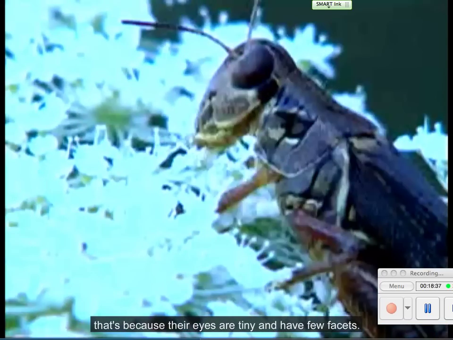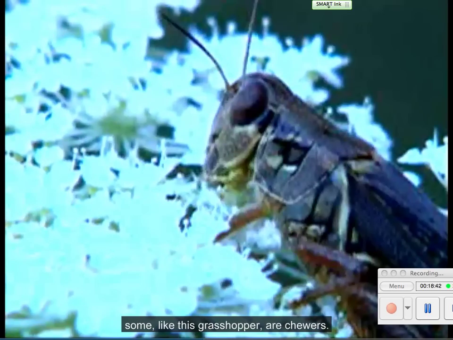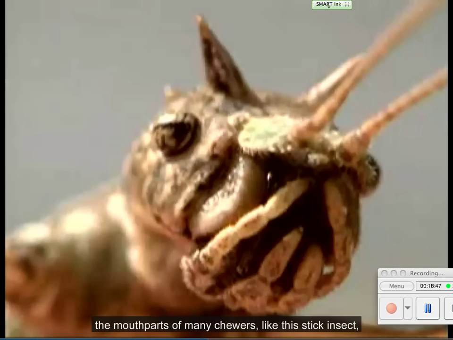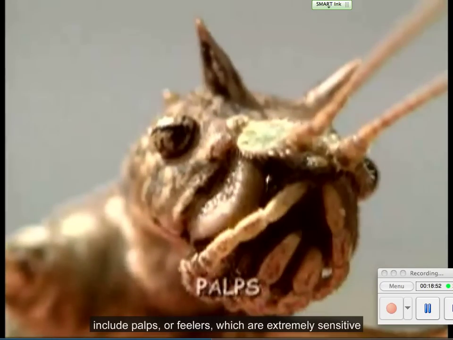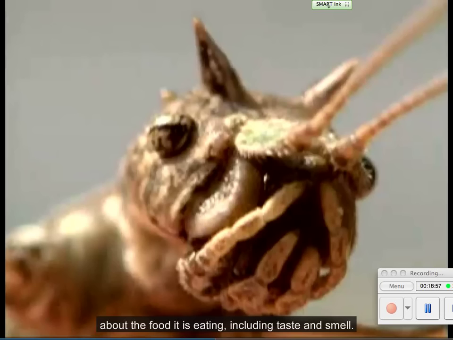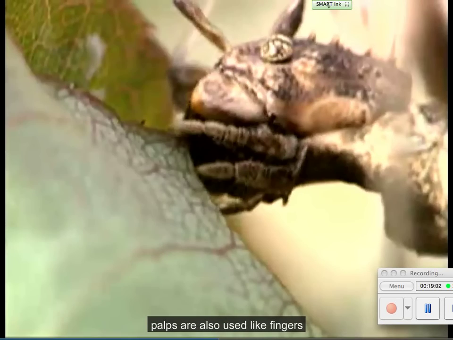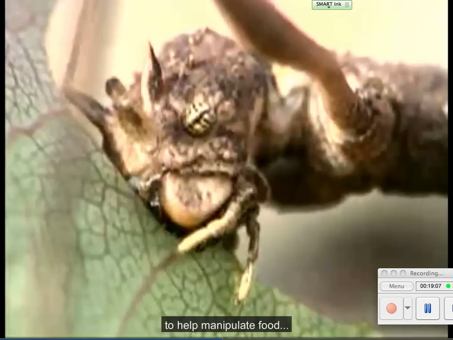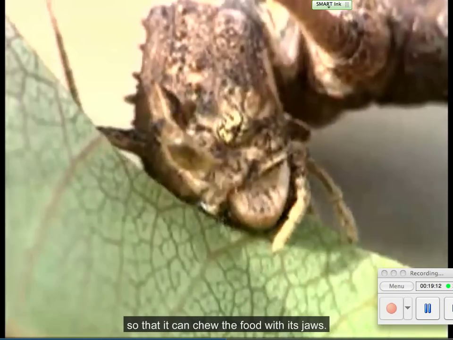Insects eat in a lot of different ways. Some, like this grasshopper, are chewers. They chew the food they eat. The mouth parts of many chewers, like this stick insect, include palps, or feelers, which are extremely sensitive and which give the insect information about the food it is eating, including taste and smell. Palps are also used like fingers to help manipulate food. After which the insect spreads apart its palps so that it can chew the food with its jaws.